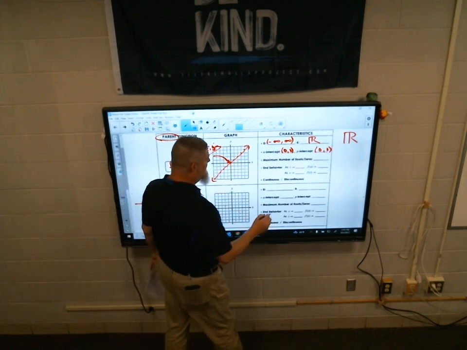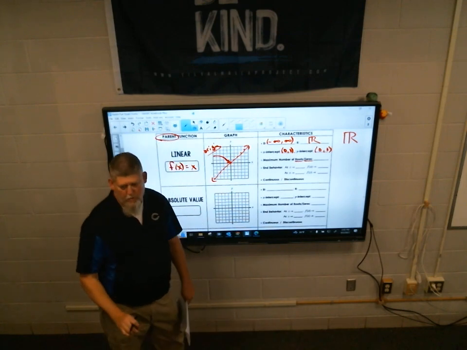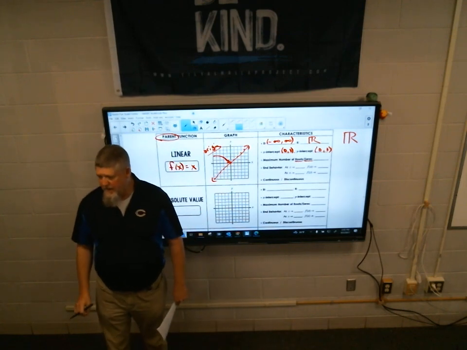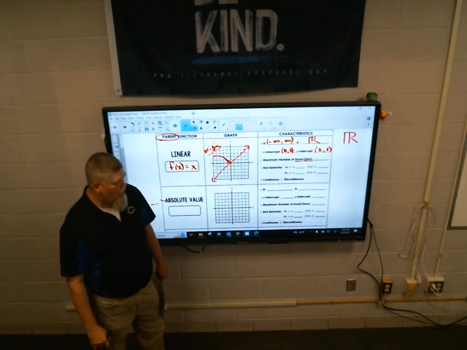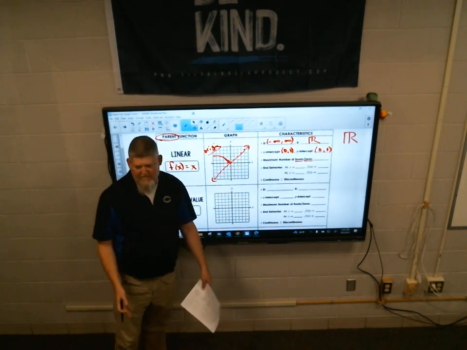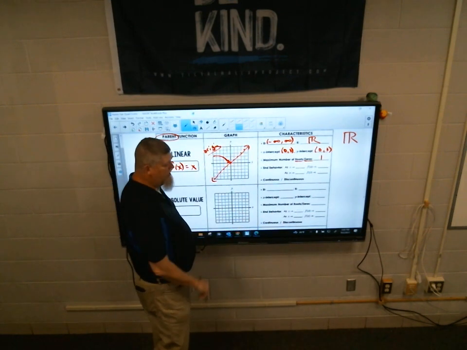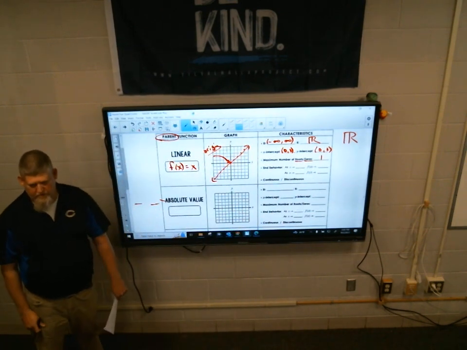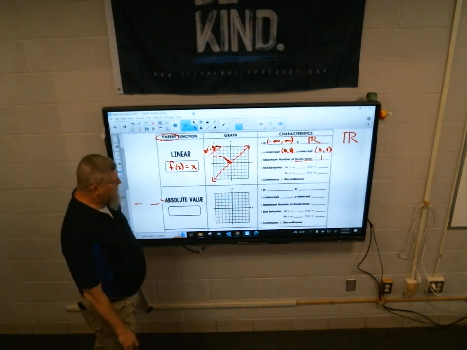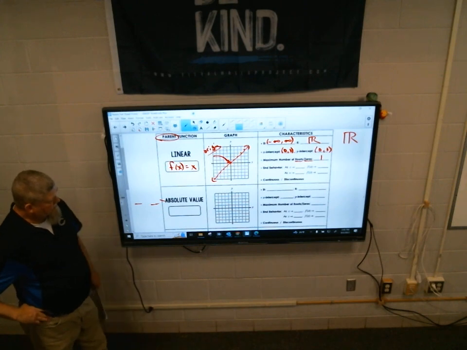The maximum number of roots or zeros. If you want to put another word in there, it's the number of x-intercepts. Whenever it crosses the x-axis, that's called a root or a zero. So in this case, the maximum number is 1. It's only going to cross the x-axis at most once. And in fact, all linear equations will cross the x-axis somewhere.